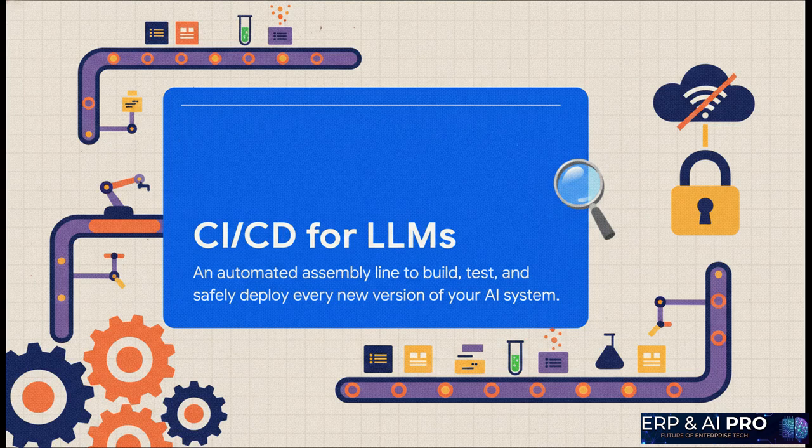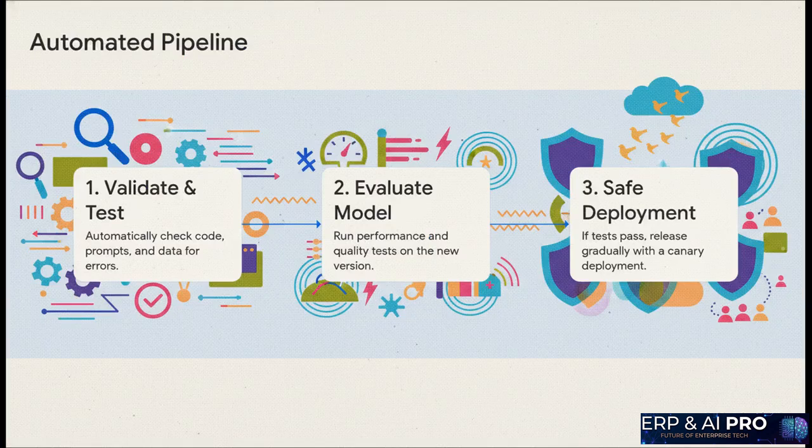Anytime you want to bring in a new model, update your data, or even just tweak a prompt, this assembly line automatically builds it, tests it, and gets it ready to go, all without a person having to click a bunch of buttons. And this assembly line has these crucial safety checkpoints built right in. First, it validates everything for basic errors. Then it automatically runs all those performance and quality tests we just talked about. And only if every single test passes does it move on to a safe deployment. It often uses a canary method where it's released to just a tiny group of users first to see how it does in the real world before everybody gets it.